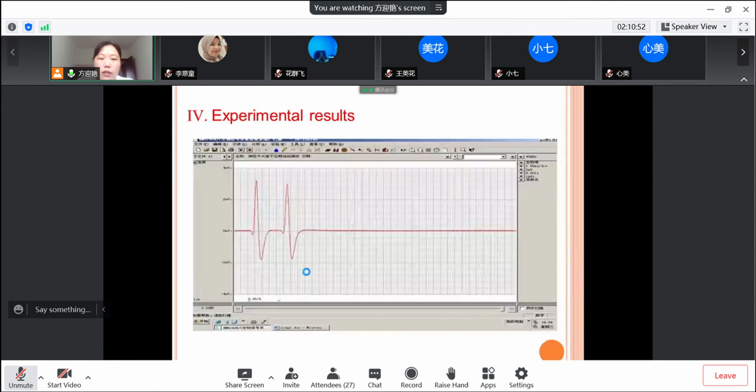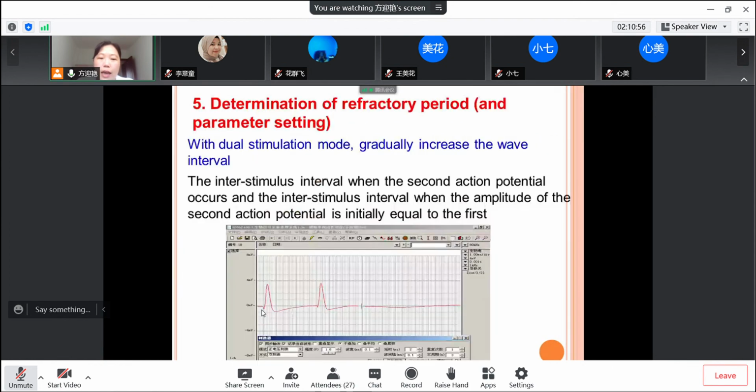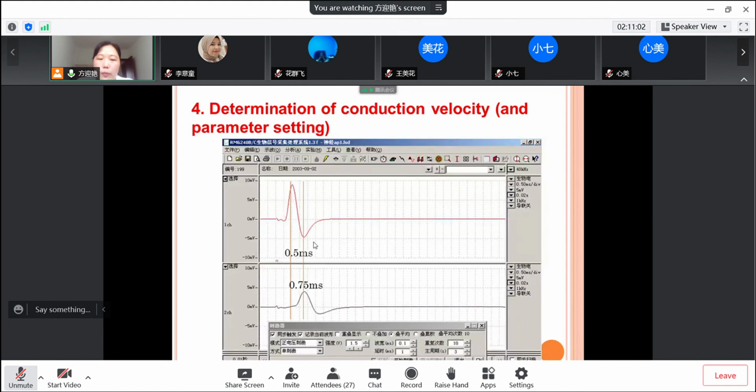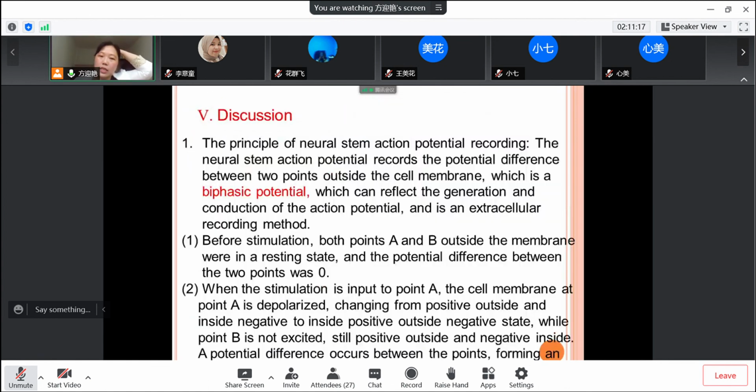And also the result. First, we know the action potential wave, and also how to calculate the conduction velocity, and also how to measure the refractory period. This class, I hope you understand these, and we are discussing them.